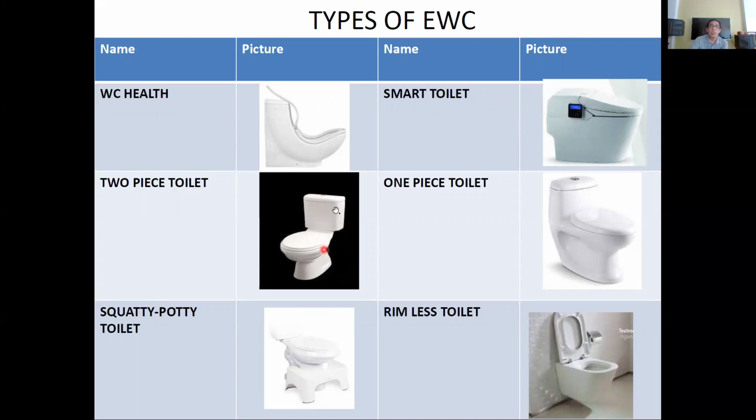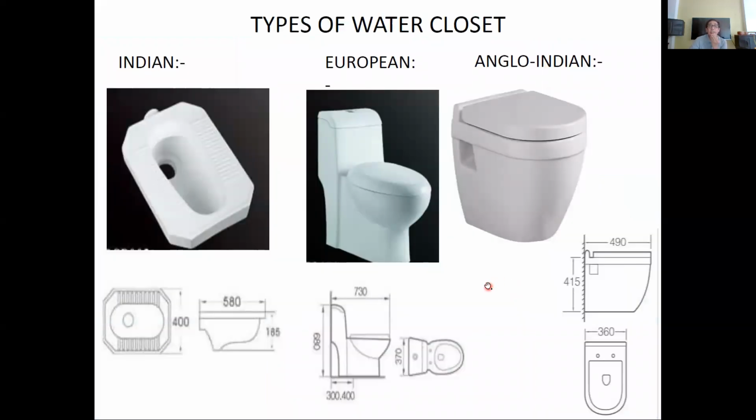This is a two-piece toilet. This is common in the Philippines. There is a tank at the back. This is a one-piece toilet. This is more expensive than the two-piece toilet. This is a rimless toilet or a wall-hung toilet, where the water being used is pressurized. You use pressurized water to flush the excreta in the water closet. This is a squatty potty toilet for children. So these are the different types of water closet.